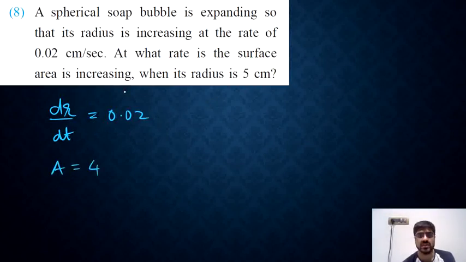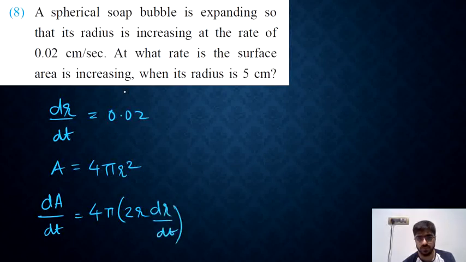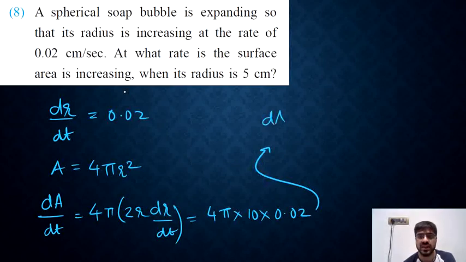The surface area is given by, it's a sphere, right? So the surface area will be 4 pi r square. The rate of increase of surface area, which is dA by dt, will be 4 pi, a constant that comes out, times the derivative of r square, which is 2r into dr by dt. So dA by dt is 4 pi into 2 times r, the radius is 5. So 2 into 5 makes it 10 into dr by dt, which is 0.02. 10 into 0.02 is 0.2, 0.2 into 4 is 0.8, and dA by dt equals 0.8 pi.